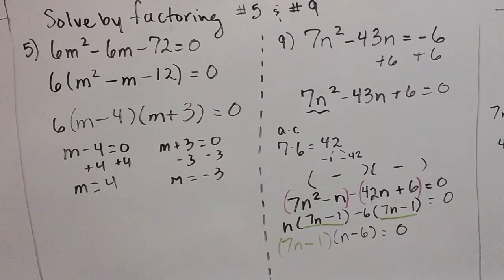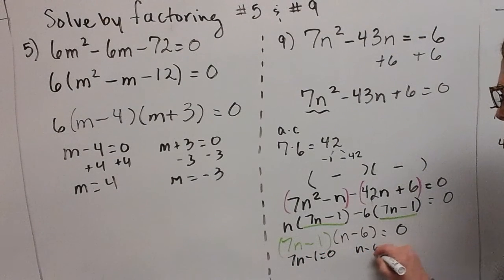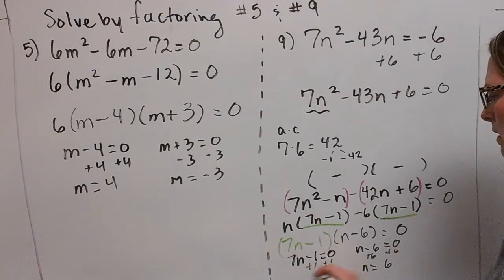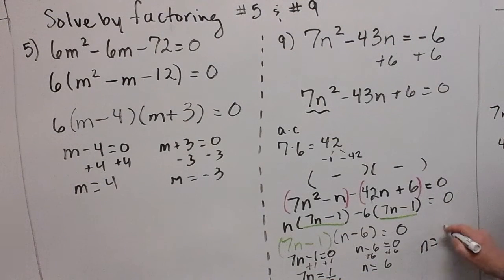And you can. So you set each factor equal to 0. So 7n minus 1 equals 0, and n minus 6 equals 0. So I'm going to add 6 to both sides. I get n equals 6, and I'm going to add 1 to both sides, and I get 7n equals 1. Divide both sides by 7. So n equals 1/7. So my two solutions are n equals 1/7 and n equals 6. Some proper notation is n belongs to the set of 1/7 and 6.